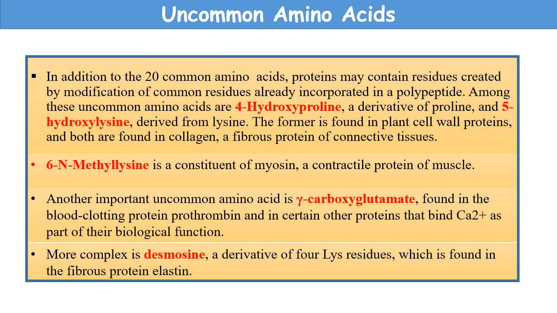6-methyllysine is a constituent of myosin, a contractile protein of muscle. Another important uncommon amino acid is gamma-carboxyglutamate, found in the blood clotting protein prothrombin and in certain other proteins that bind calcium as part of their biological function. More complex is desmosine, a derivative of 4 lysine residues, which is found in the fibrous protein elastin.